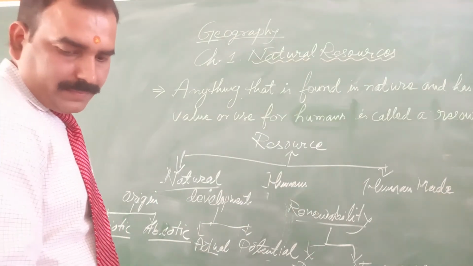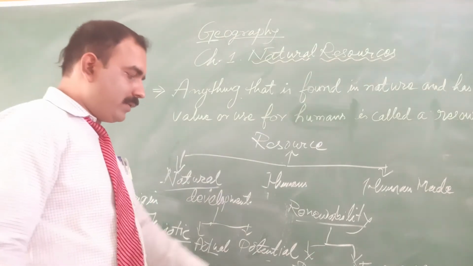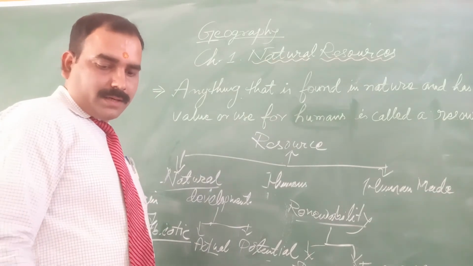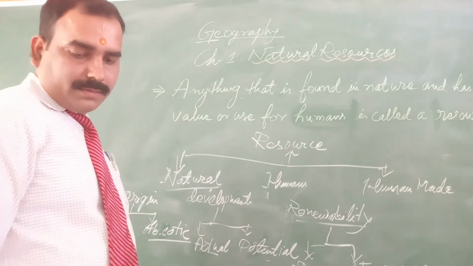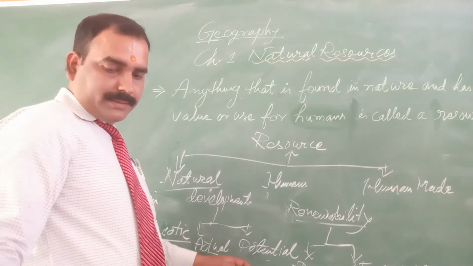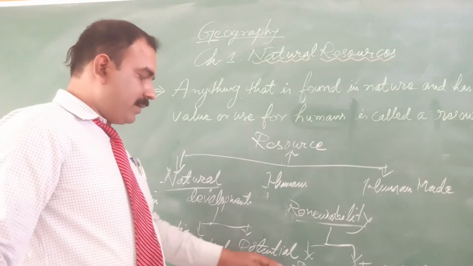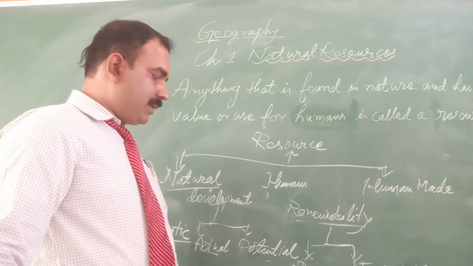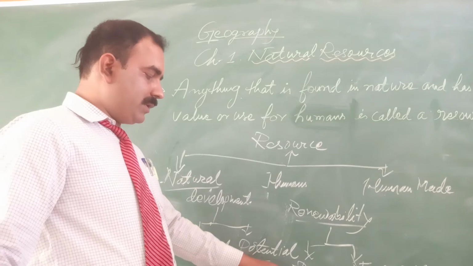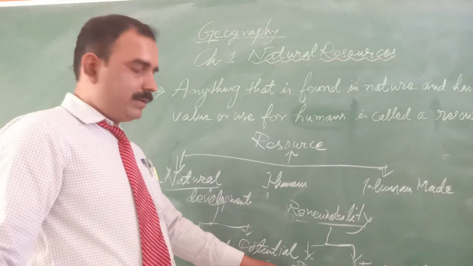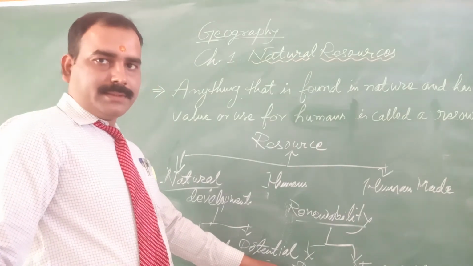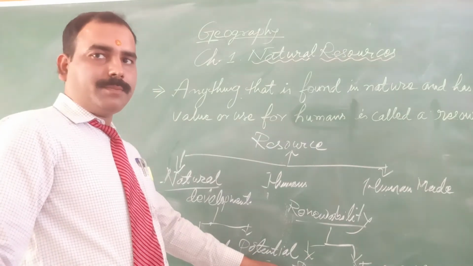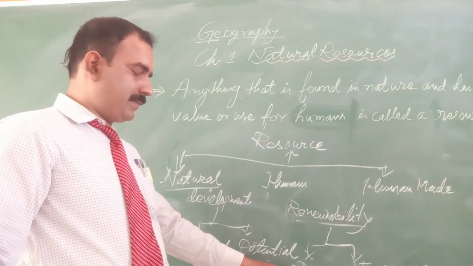whereas soil, water and forest which can be renewed or replenished quickly are called renewable resources. So it becomes clear to you that resources which can be renewed or replenished quickly are called renewable resources. Example: soil, water and forest.